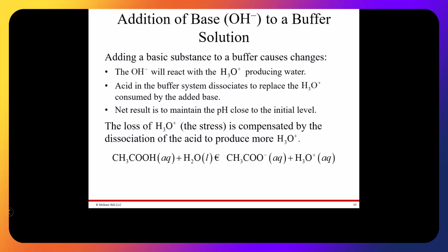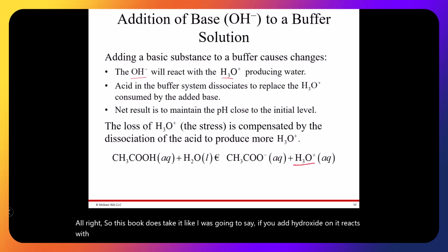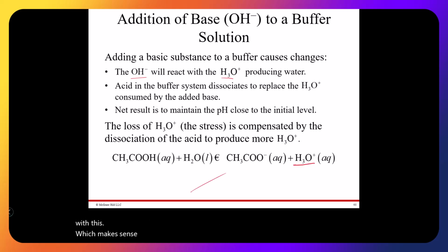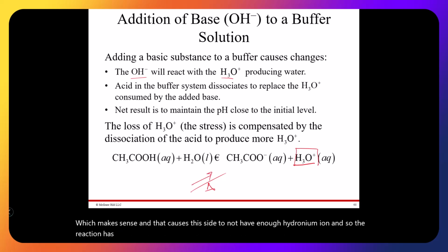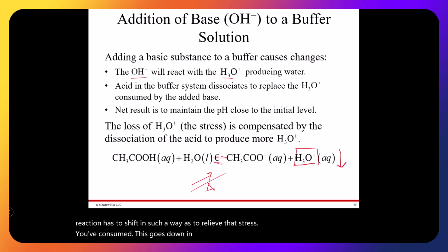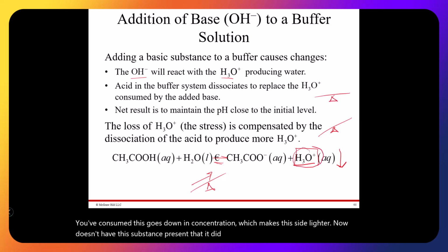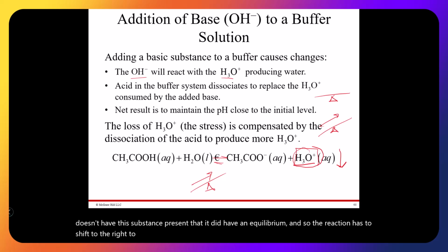All right, so if you add hydroxide ion, it reacts with this, which makes sense. And that causes this side to not have enough hydronium ion. And so the reaction has to shift in such a way as to relieve that stress. You've consumed this. This goes down in concentration, which makes this side lighter now. It doesn't have this substance present that it did have at equilibrium. And so the reaction has to shift to the right, to the products, to get back to equilibrium.